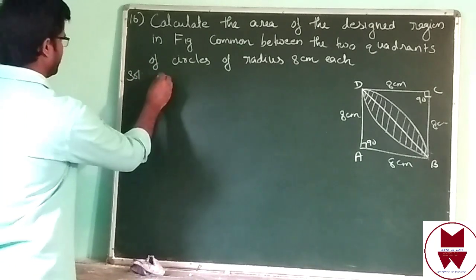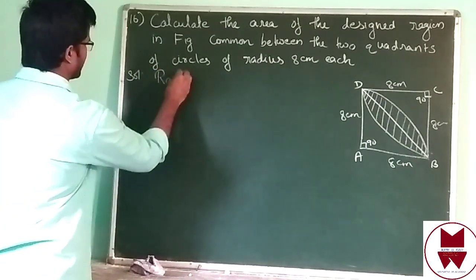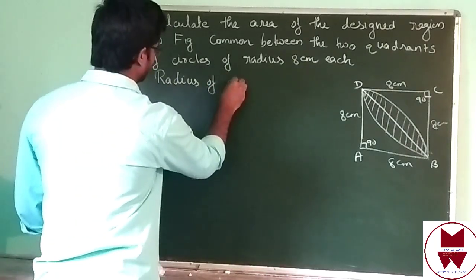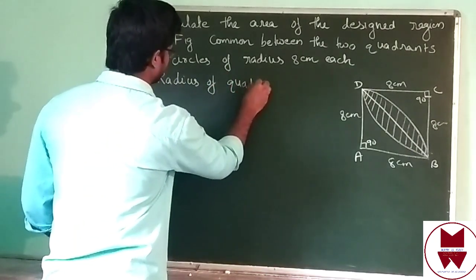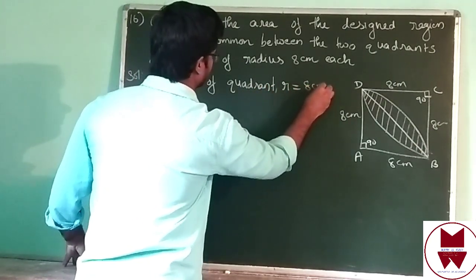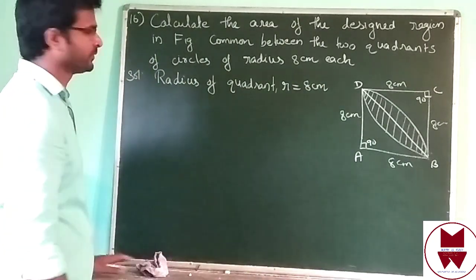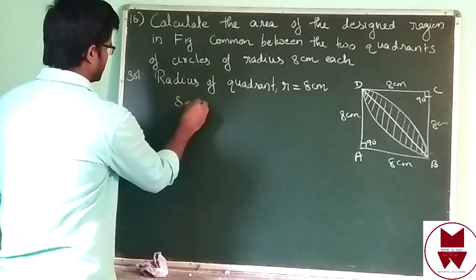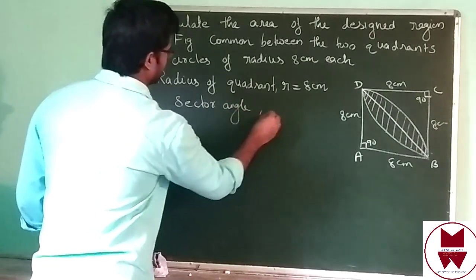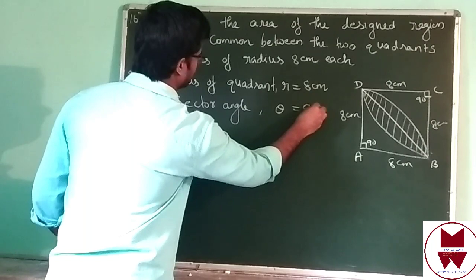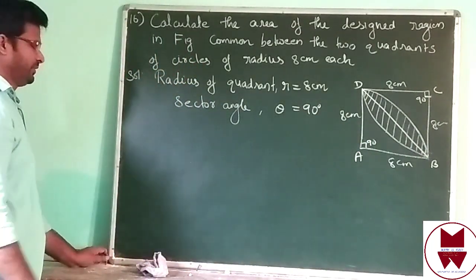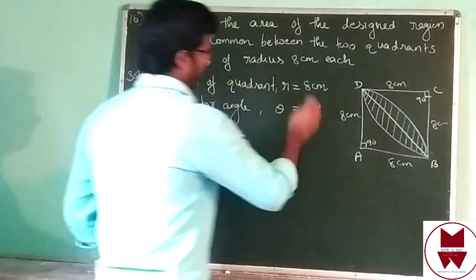Then we can write radius of quadrant are equal to 8 centimeter. Already given there. Then sector angle theta equal to 90 degree. That also given. Then how can we find out the area of this common region?